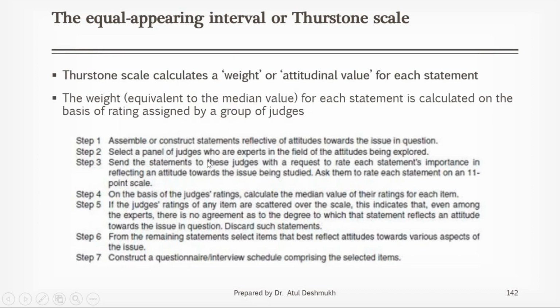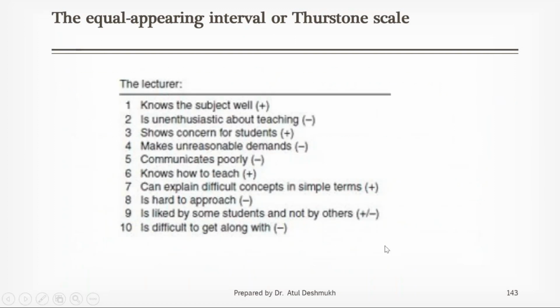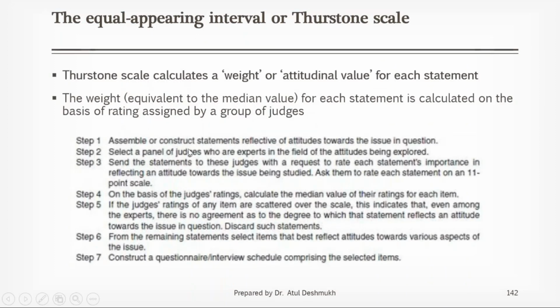Step 2: select a panel of judges who are experts in the field of the attitude being explored. Which attitude are we exploring? We are exploring the efficacy of the lecturer, academic efficacy in terms of delivering research methodology and research statistics lectures. So we will take academic experts who have expertise in the field of research methodology as well as research statistics. Those experts we will hire. Those experts we will call for this particular assignment, right?